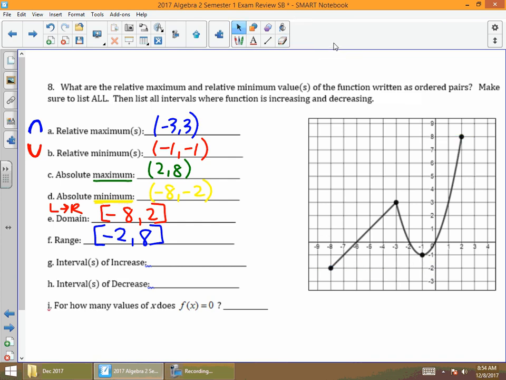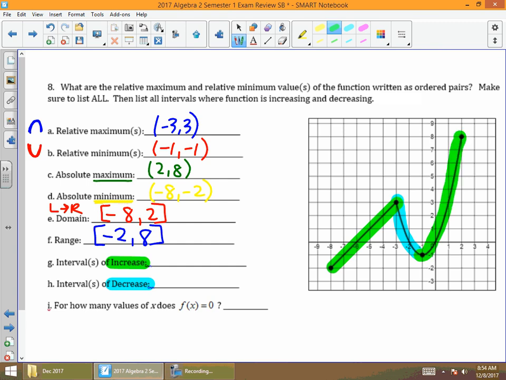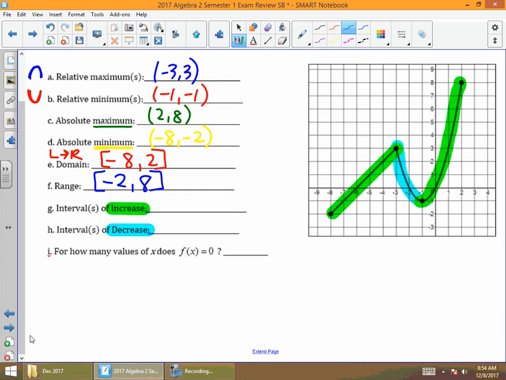When you want to find levels or intervals of increasing and decreasing, you look at your graph from left to right, and I like to highlight these. So initially, when you start moving on your graph from left to right, this is going uphill, so that would be a level of increase. And then once it hits that relative max, it's going to change direction and start decreasing. And then once it hits that relative min, it's going to change direction again and start increasing. So we have 2 intervals of increase, but 1 interval of decrease.